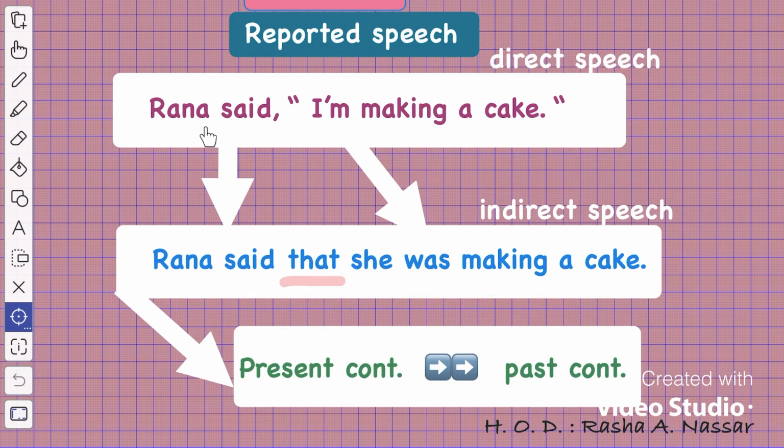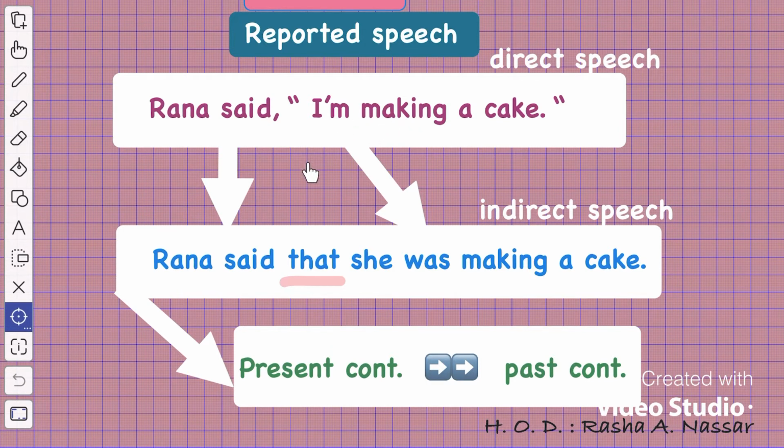Let's see here. Rana said, "I am making a cake." So I want to change this sentence into indirect speech. I want to tell someone about Rana and about what Rana has said. So I will change the sentence from direct speech into indirect speech. How can I change it into indirect speech? First, I will look at the verb. Here I have present continuous.